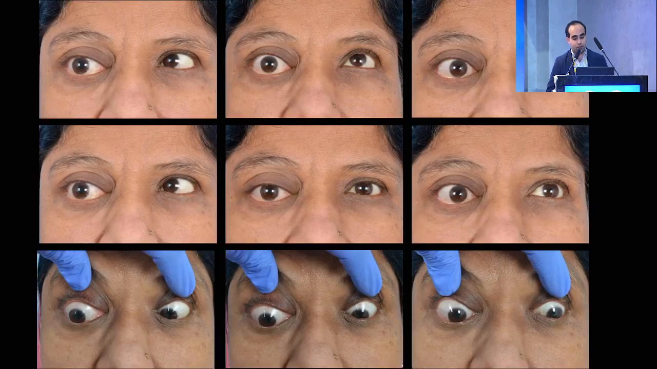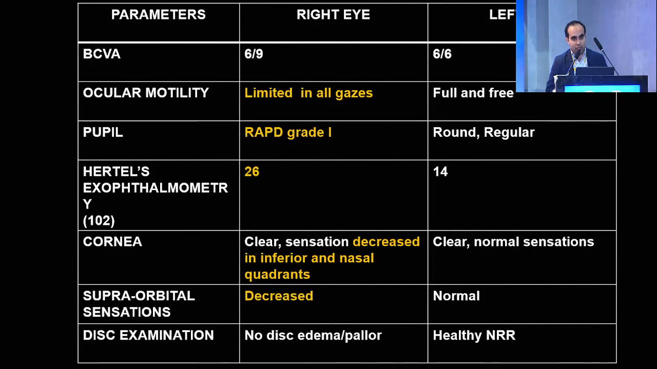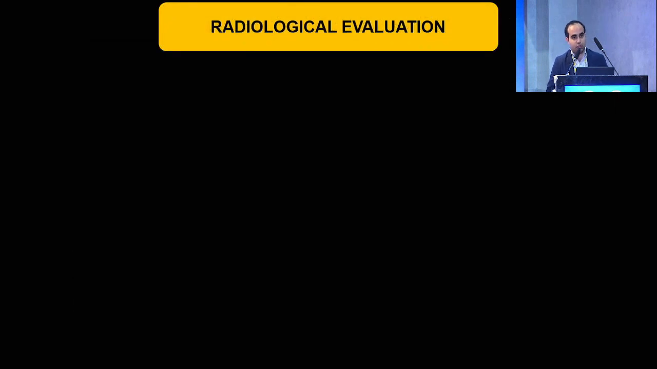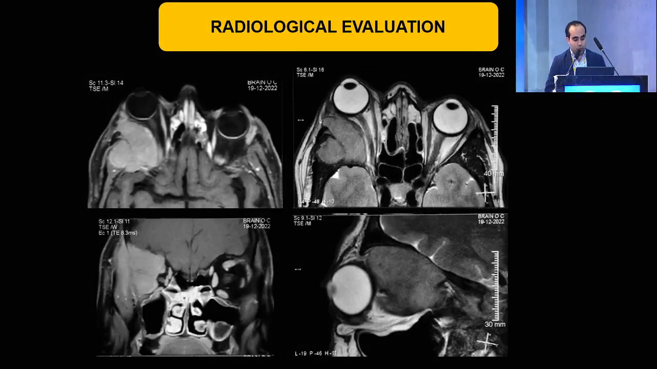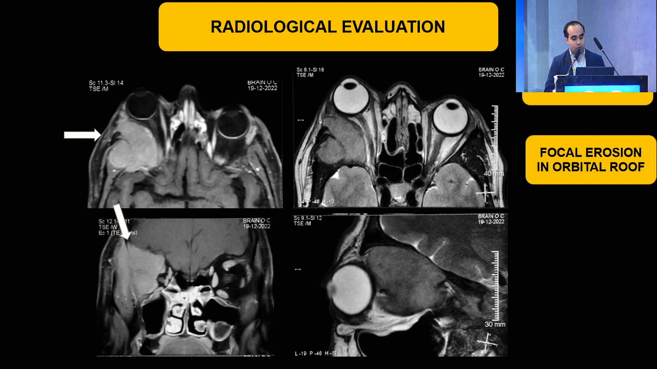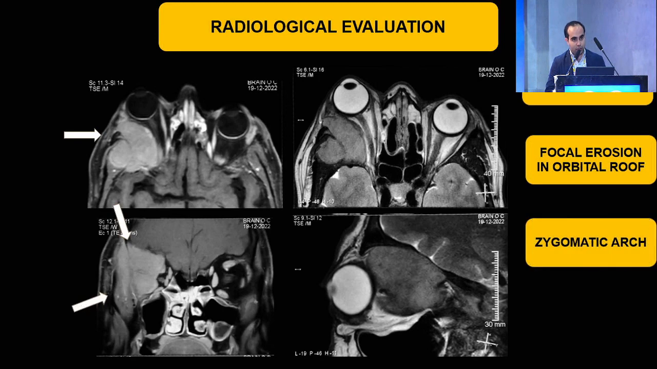This is a 9-gaze picture of the same patient showing restriction of ocular motility in all the gazes, and there was decrease in the corneal sensations and also the supraorbital sensation. Radiological evaluation to supplement our clinical acumen showed that there is an ill-defined mass in the intra and extraconal space of the right orbit, where there is a breach and it involves the temporal fossa. And there is a focal erosion of the bony roof, and it is extending even involving the zygomatic arch, but there is no intracranial involvement.